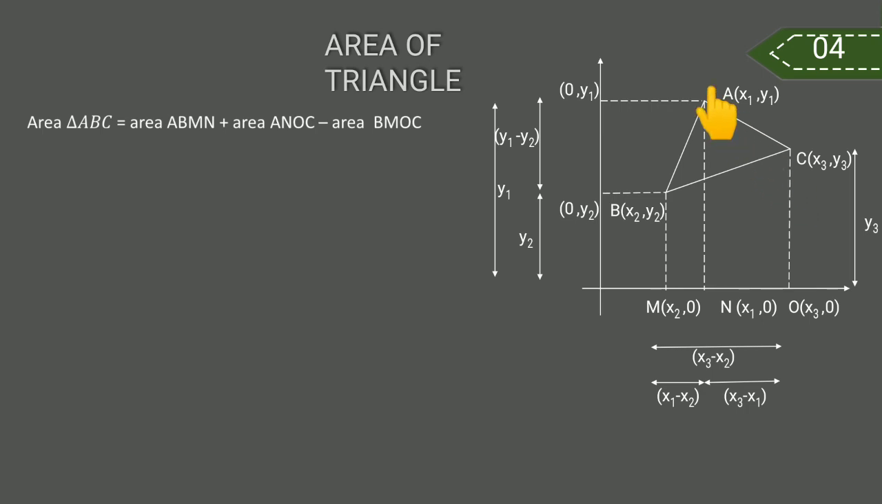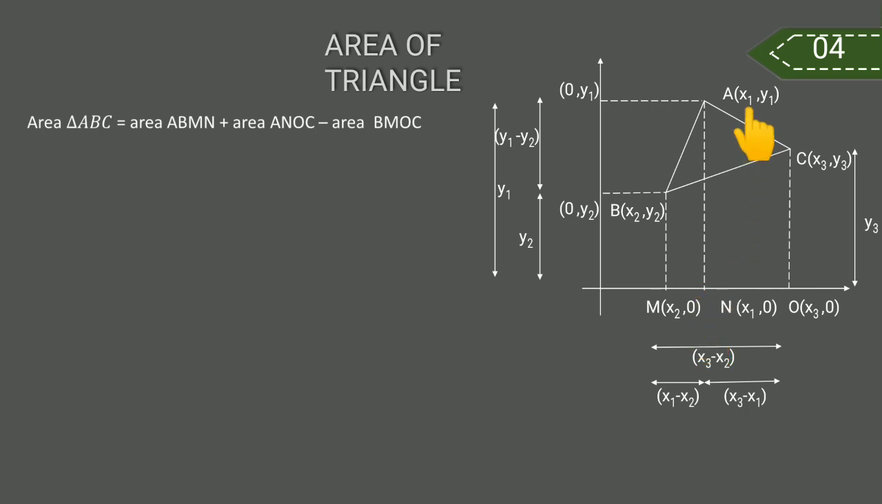The formula for finding the area of triangle ABC is the area of trapezium ABMN plus the area of trapezium ANOC minus the area of trapezium BMOC. Okay, this is our formula. We know that the area of a trapezium is h upon 2 times (B plus A), that means the sum of the parallel sides.